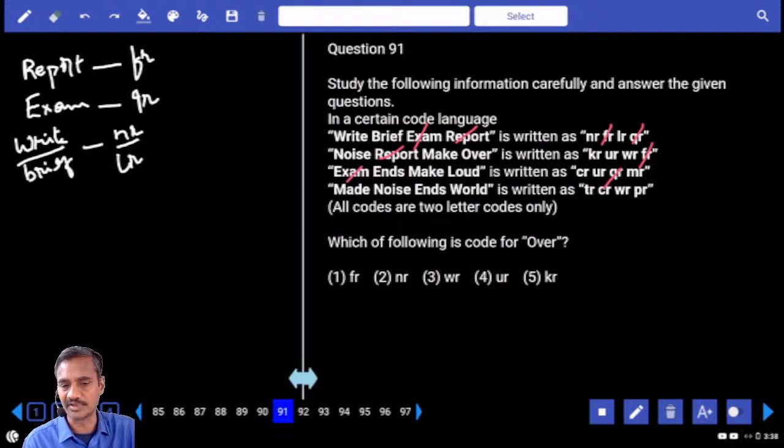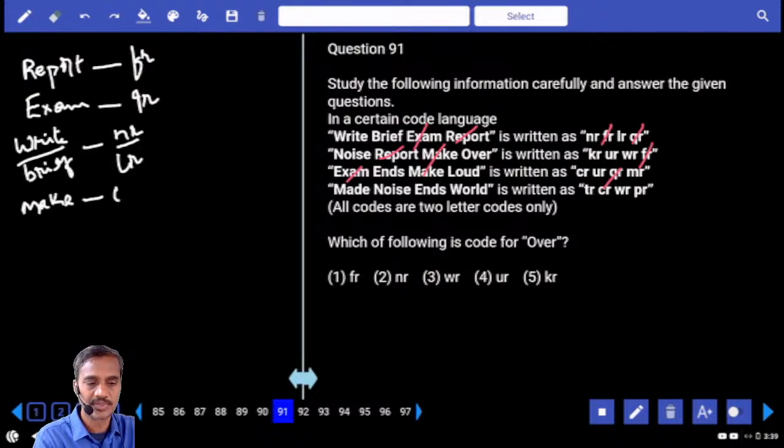Then if you compare second and the third, noise, make, over. Make is the word that is common between the second and the third, and the code that is common between these two is UR. The code to the word make is UR.